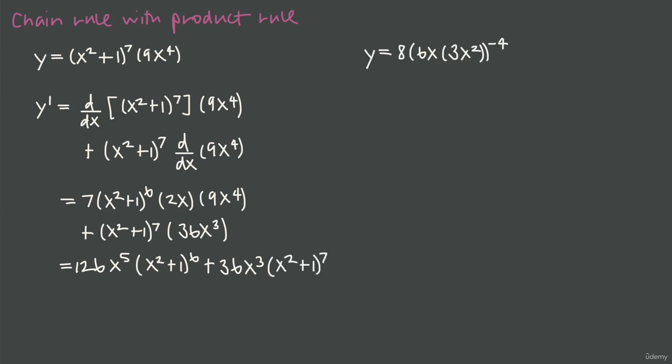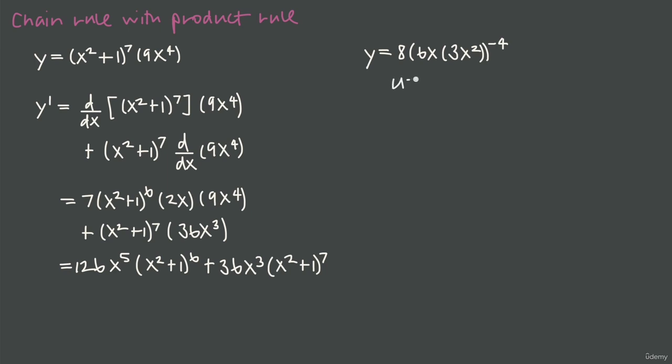Now, if we look at one more example here, we have y equals 8, and then multiplied by, inside the parentheses here, we have 6x multiplied by 3x squared, and then everything inside the parentheses is raised to the power of -4. Remember that another way that we can apply chain rule is using a substitution. Sometimes this can help a lot if we feel a little bit confused about how to differentiate. So let's say that we just don't want to deal with this entire 6x times 3x squared that is inside these parentheses here.